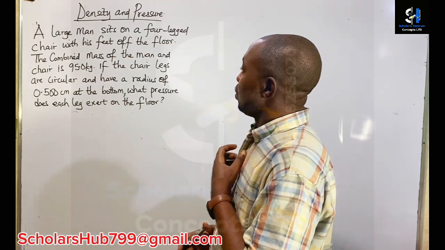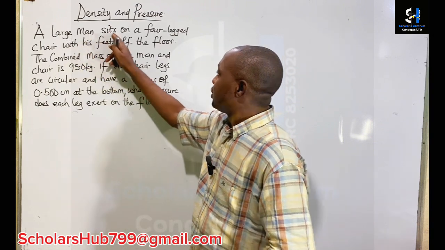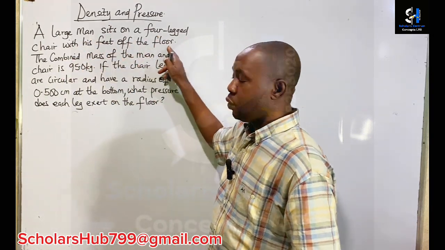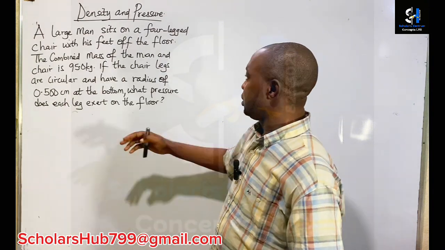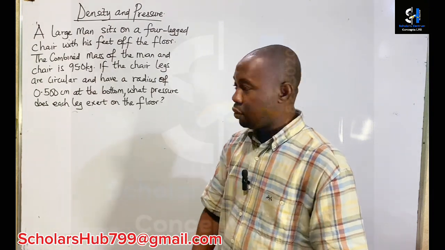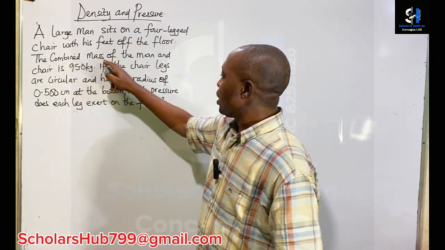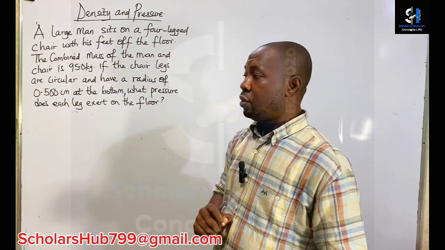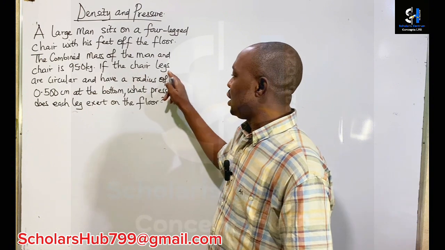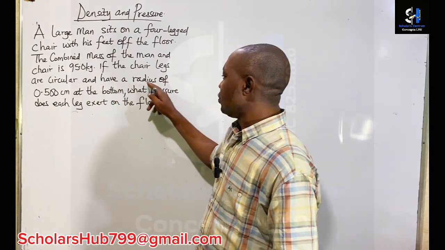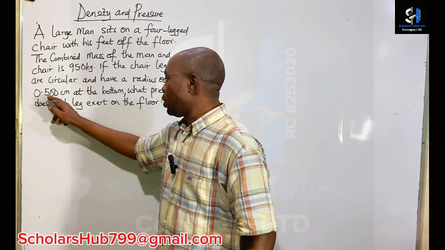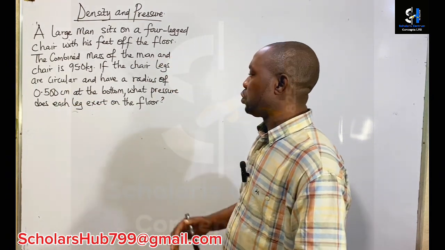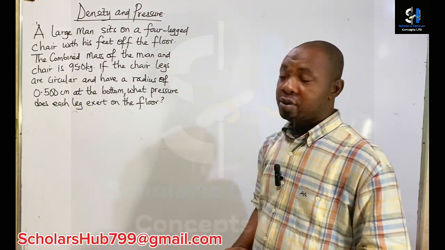So in this case, we have a large man sitting on a four-legged chair with his feet off the floor. You know what that means when his feet are not on the floor. Now the combined mass of the man and chair is 95.0 kilograms. If the chair legs are circular and have a radius of 0.500 centimeters at the bottom, what pressure does each leg exert on the floor?